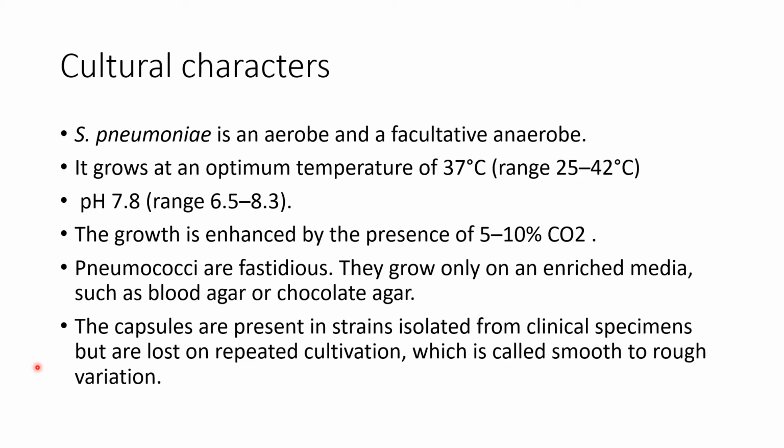So initially, when you take the specimen from some human sample and grow it in the laboratory, initially the colonies will be smooth in nature because of the presence of capsule. But as you go on subculturing this organism from one plate to another plate, after some period of time, the colony morphology might just become rough in nature because the capsule might have been lost by the organism. So this is what we call smooth to rough variation.